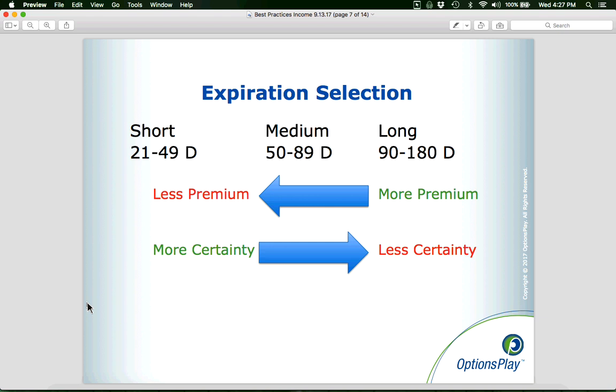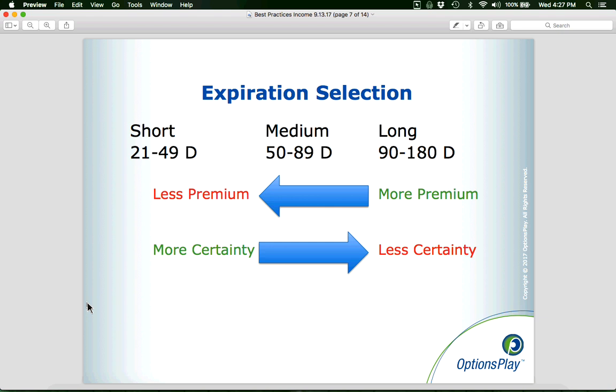So talking about expiration selections, like I said, you have three choices: short, medium, long-term. Generally speaking, most people fall somewhere in one of those three camps. Now, when you're on the short end of the spectrum, just like with all options trading, it's all a trade-off. On the short end of the spectrum, you're going to get less premium. If you do a longer dated call, you're going to get more premium. But what are you exchanging for that?